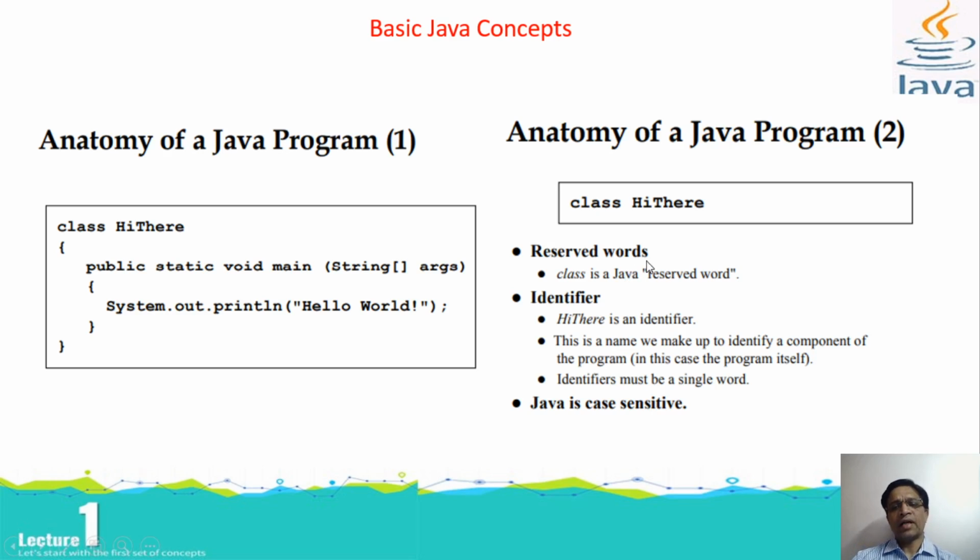Now here on the right hand side I have given some clarification, or say the details about what the word class means. Class is a reserved word here, and hi there is the identifier. What is an identifier? That again we'll discuss later on, but just to make you understand, identifier here, hi there, means a name I have given to the class.